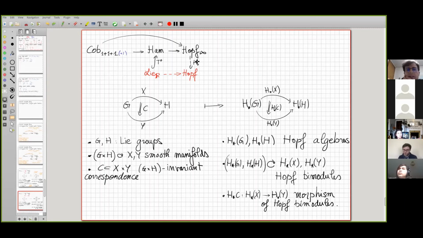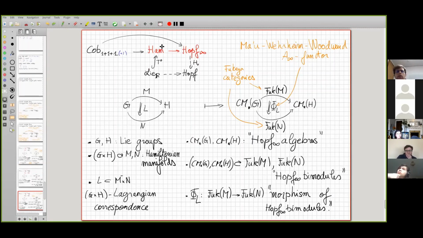But now, because of this problem, we should have a functor from here to here, and that will correspond to doing the Morse theory analog of what I just told you. And then there's the actual functor from Ham to Hopf infinity. This is how it should work. Okay, so in this category Ham, you have diagrams that can look like this. You have Lie groups, Hamiltonian manifolds, and Lagrangian correspondences. And here, this is how they should be associated.